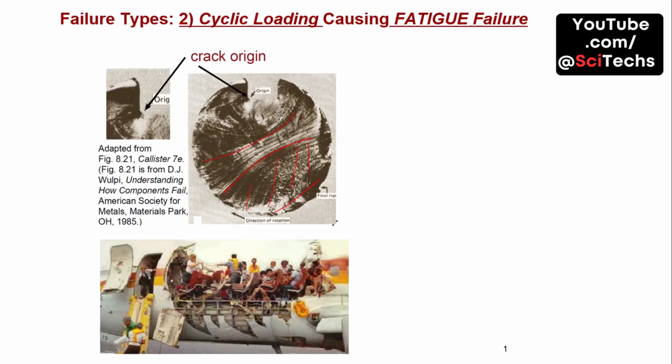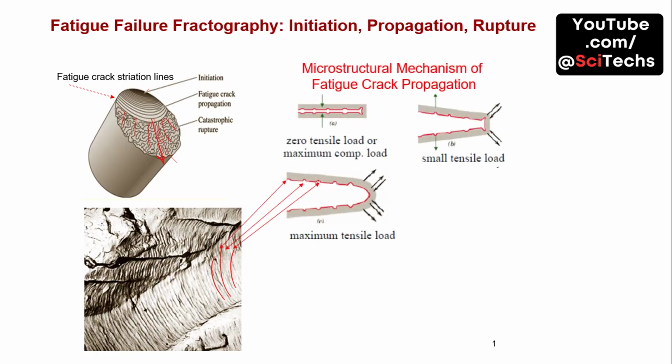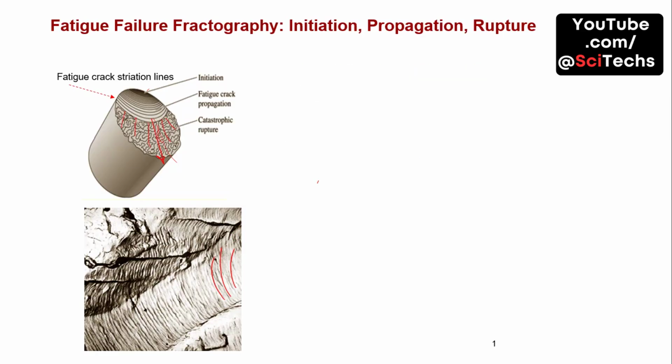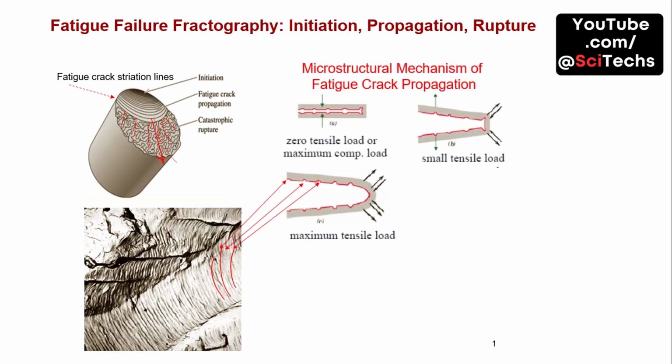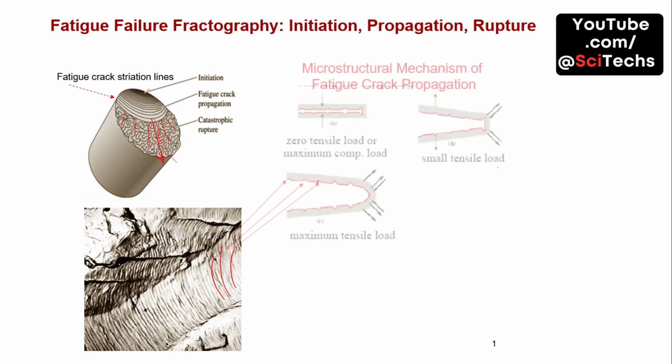Cyclic loading can cause fatigue failure, which occurs in 3 steps: initiation, propagation, and failure. This type of failure is common in structures subjected to repeated stress. Fatigue failure can be analyzed through fractography, which shows the initiation, propagation, and rupture of cracks. Microstructural mechanisms play a crucial role in crack propagation under cyclic loads.